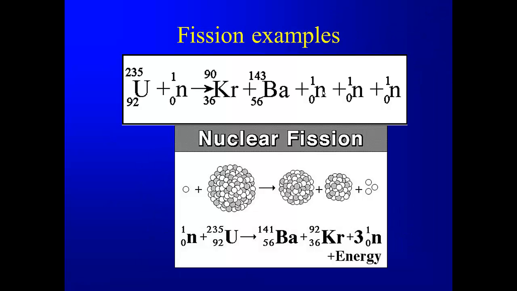Okay, here are some different examples. If you notice, you don't always get the same products. Typically, you will see uranium-235 used as a source. It's called a fissionable isotope, meaning it's able to undergo fission. So what are we doing here? We're hitting it with a neutron, and we get out krypton-90 and barium-143, and 3 more neutrons coming out. This is saying the same thing, but with pictures and with words.